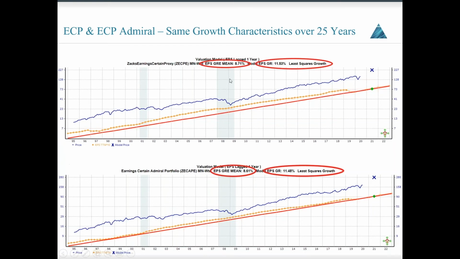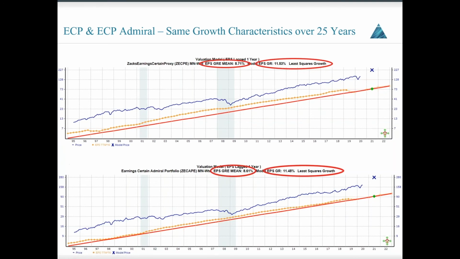And the very top chart, again, this is basically the top panel of the price and earnings graph. Actually, this one in particular is the valuation model, because I can actually put the least squares trend rate of earnings growth over 25 years on it. And the top chart is the Earnings Certain Portfolio. So this is the larger 75 stock portfolio. And if you look at the consensus forecast for longer term 3 to 5 year growth, it's coming in at 8.71. And if we took a look at the 25-year trend in terms of least squares growth of historical earnings that have actually been reported, we're looking at 11.53.